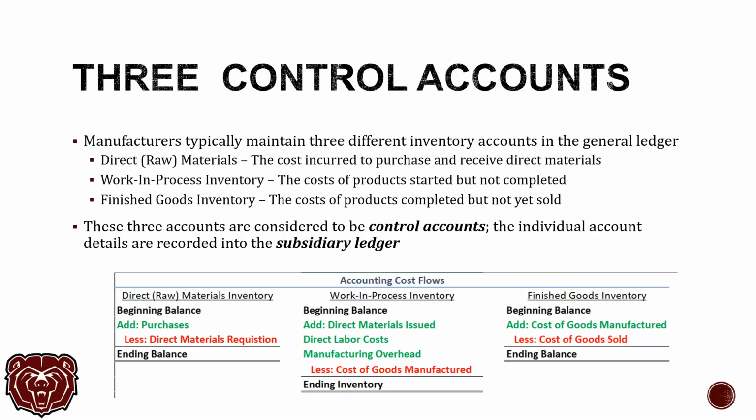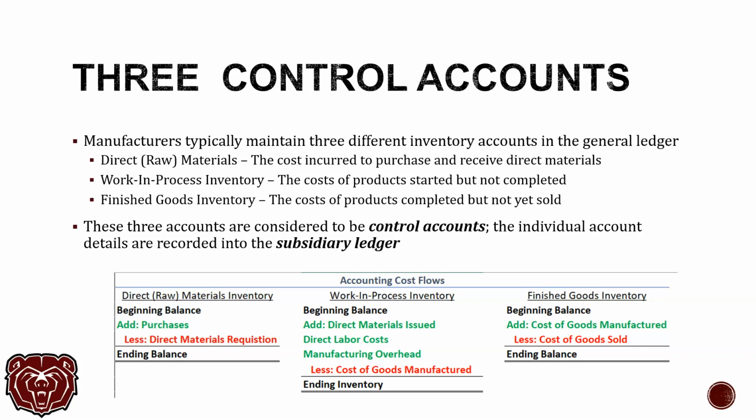So these main control accounts that we're going to use for inventory are going to be direct or raw materials. These are the costs incurred to purchase and receive those direct materials. The work in process inventory. These are the costs of the products that we've started but we have not completed yet. So these are like the tables where the top is finished but we haven't put the legs on the table yet. We can't sell them yet.